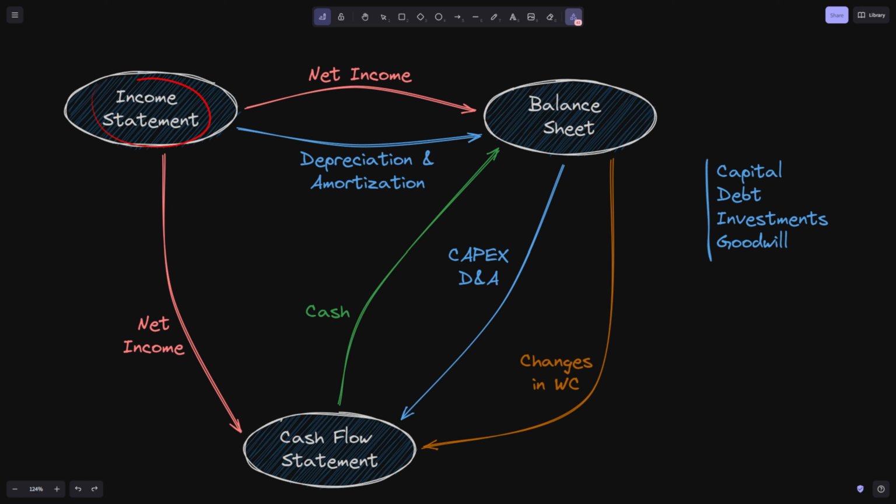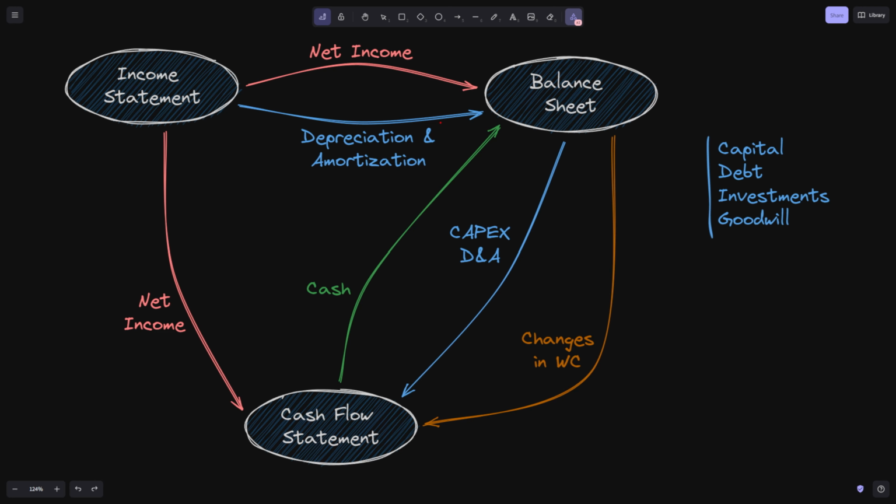Another thing that happens in the income statement is that we recognize depreciation and amortization. And this directly impacts our balance sheet because it reduces the balance of our PPE, our property, plant and equipment, and also our intangibles. Remember, depreciation is for PPE, for material assets, and amortization is for intangibles. Connected to this is this here. So those are our CapEx, capital expenditure, and our depreciation and amortization directly go to our cash flow statement.